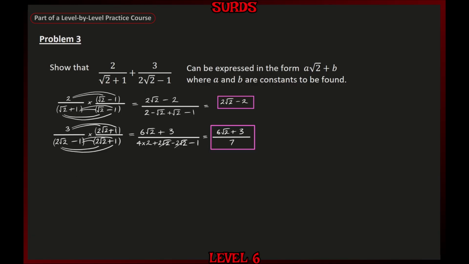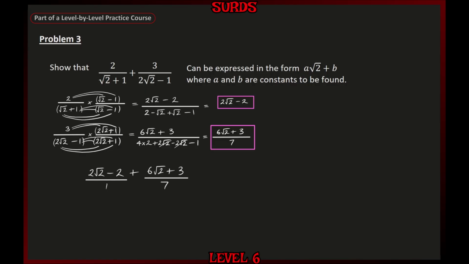So our original expression becomes 2 root 2 minus 2, which we're substituting for our first fraction, plus 6 root 2 plus 3 over 7, which is substituting for our second fraction. Now there are a few different ways of collecting these two together. The method I'm going to use is to think of the 2 root 2 minus 2 as being over 1, making common denominators and then collecting everything together.